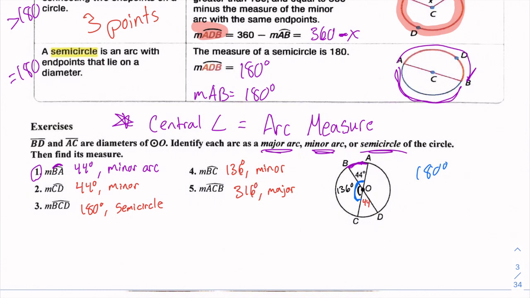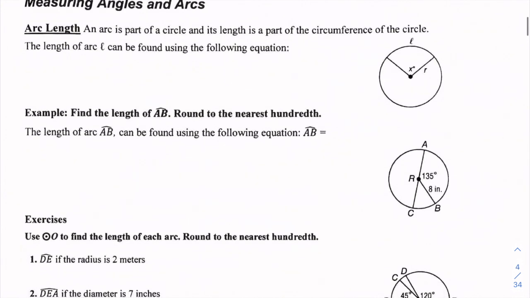Okay, and then ACB. Where's ACB at? A, C, B. All of that. You basically take 360 minus 44, which gives you 316 degrees. All right, forward to the back side.